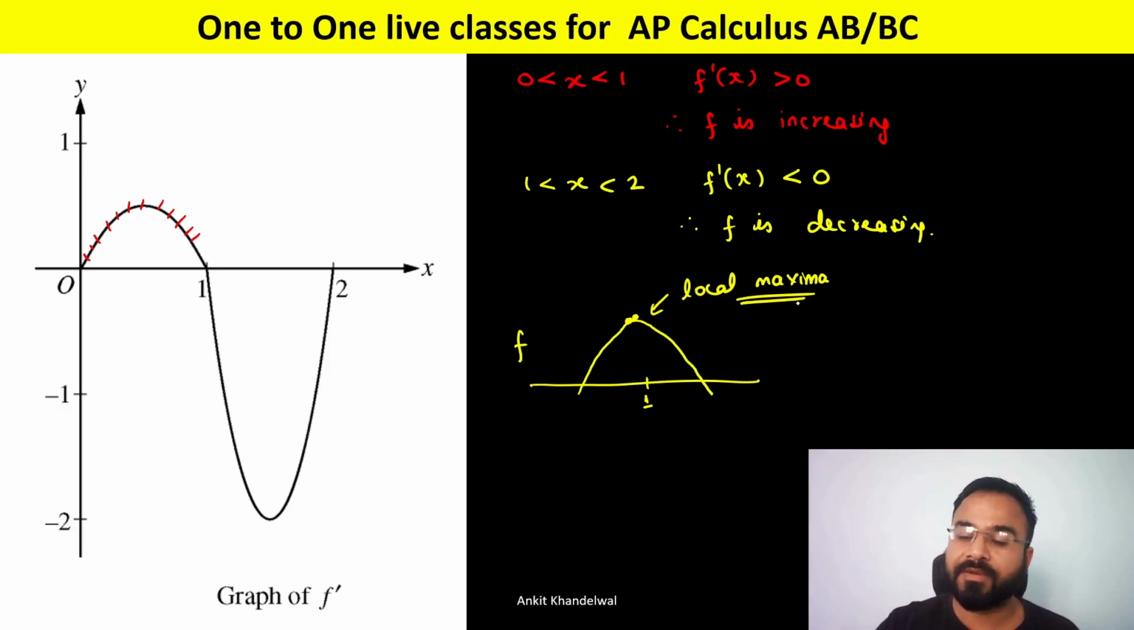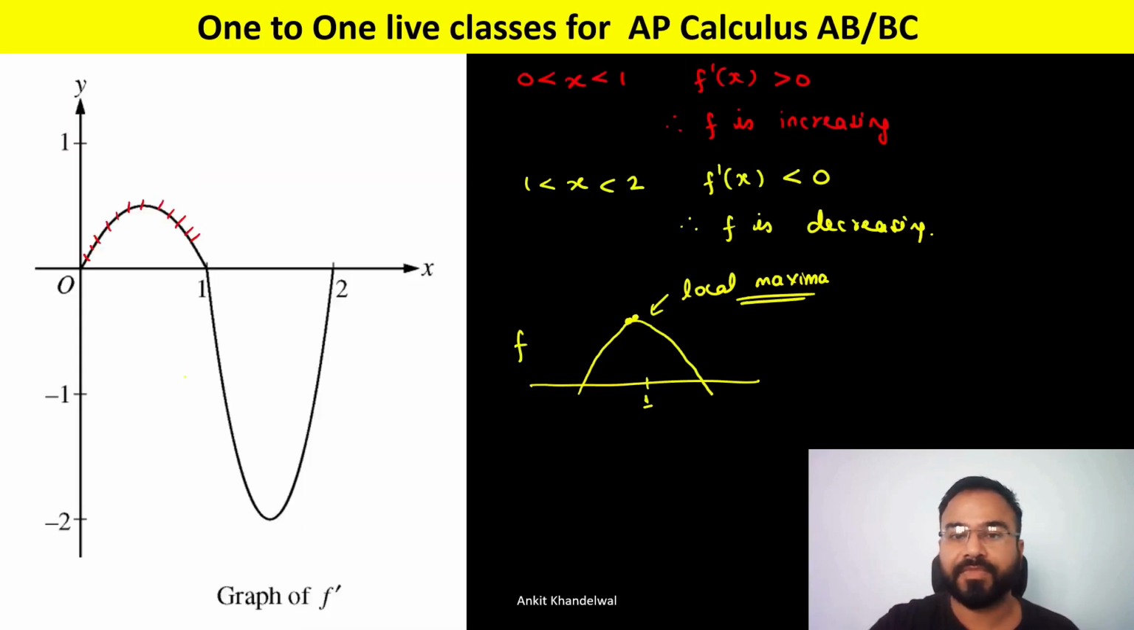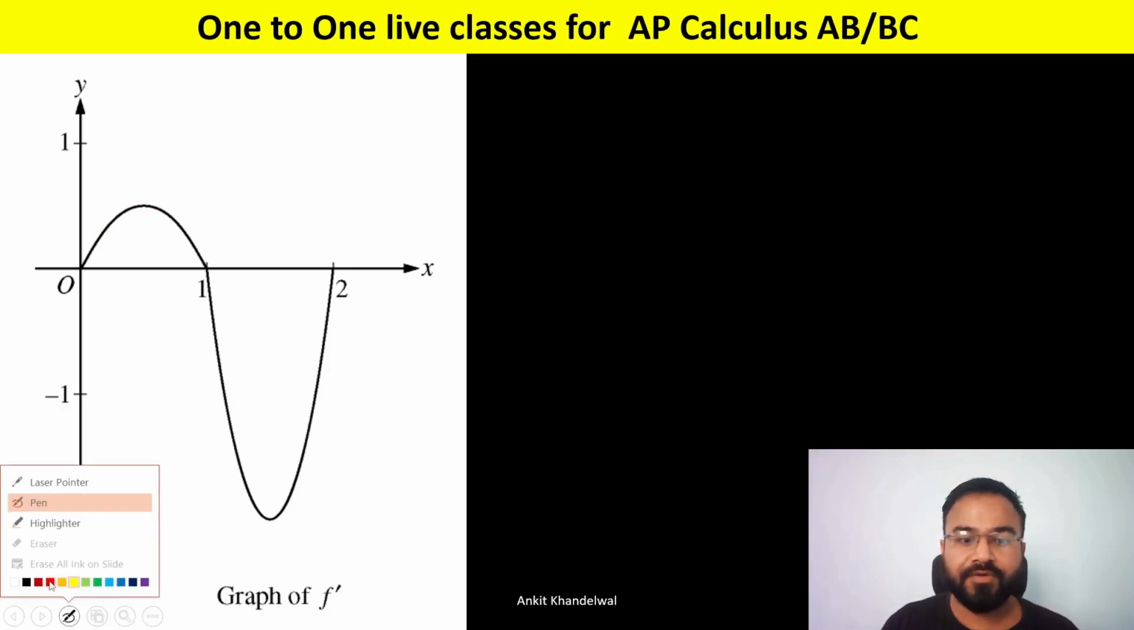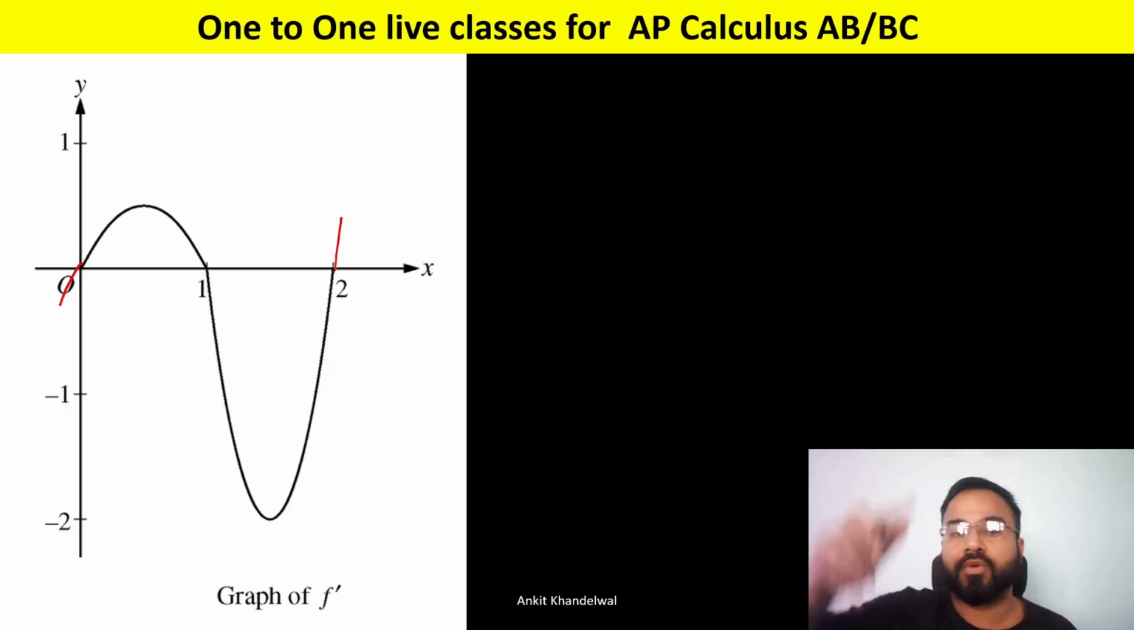Now it is the local maxima, and we are looking for absolute minimum. So we have only two possibilities left, at the endpoints of the interval, either at the 0 or at the 2. Now, we don't know the graph before the 0, but by looking at this graph it looks like it is coming from here to here, and after 2 it looks like it is going from bottom to upward.